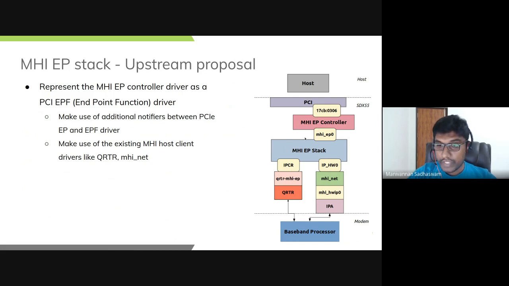The MHI endpoint stack exposes channels such as IPCR and IP hardware 0, and these channels are consumed by the client drivers such as QRTR and MHI net. But in the future, there will be IPA, which is sitting in between the MHI endpoint stack and the baseband processor for transferring the IP packets from the modem.